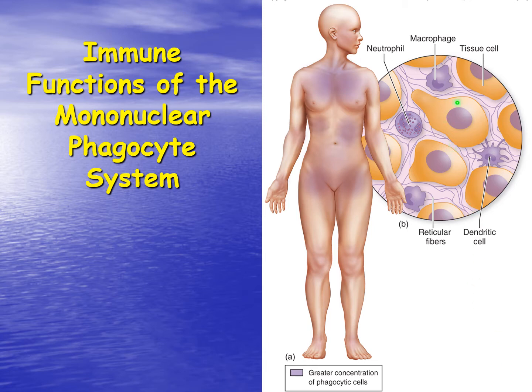So within this mononuclear phagocytic system, we're going to have macrophages, we're going to have neutrophils, we're going to have a specialized macrophage called the dendritic cells. We'll have reticular fibers that are basically holding all of the parenchymal cells of the organ or tissue together.